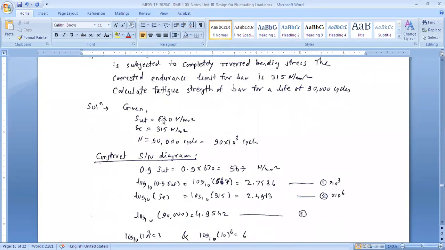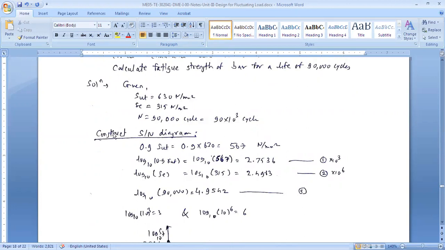So first given is Sut. While explaining the problem itself, we have talked about how to solve it. We are given Sut as 630, the endurance limit as 315, and the number of cycles for which we have to find the fatigue strength is 90,000, that is 9 into 10 raised to 4. Okay, so we will draw the construction of the S-N diagram.